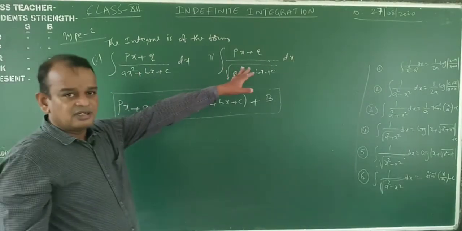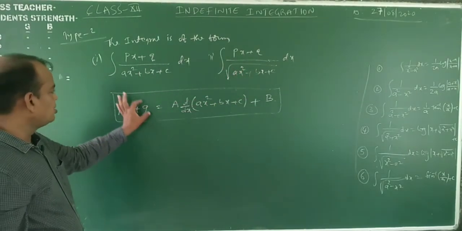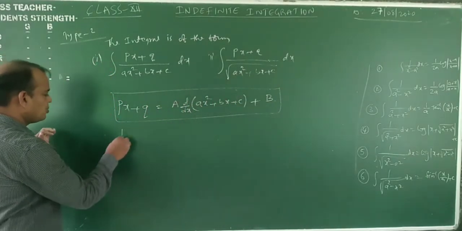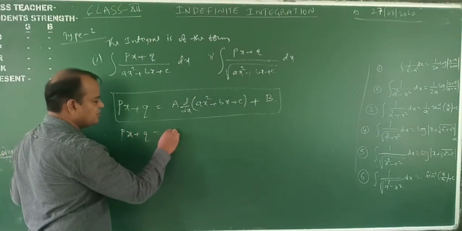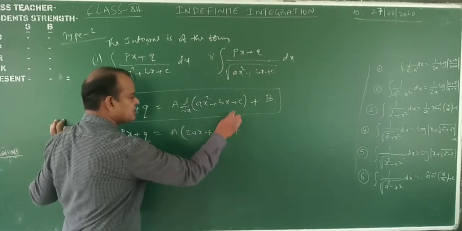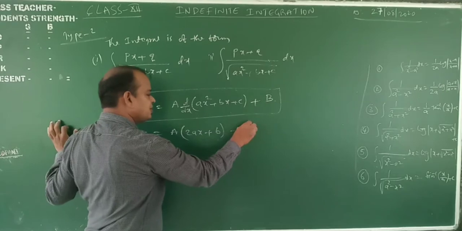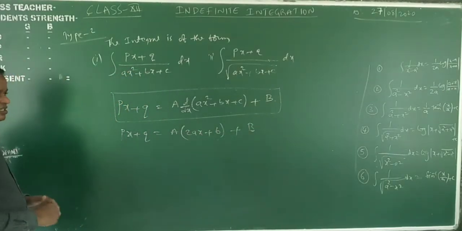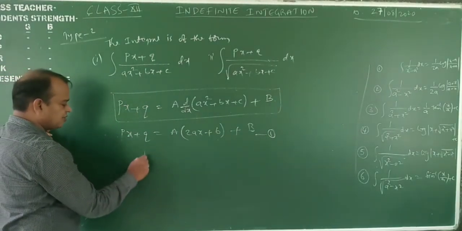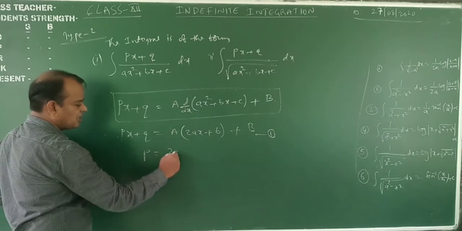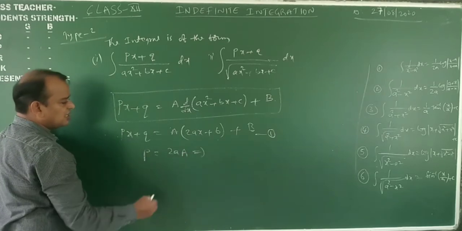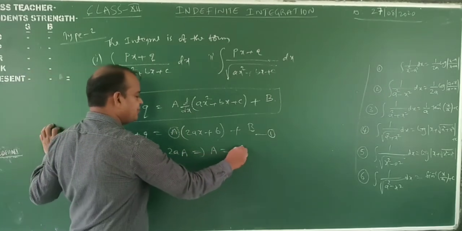Whenever this type is given, how to do this one? Write the formula: numerator is equal to A into the derivative of ax square plus bx plus c, plus B. px plus q is equal to A into 2ax plus b, plus 0 for the derivative of c, plus B. This is equation number 1. Comparing the x coefficients, p is equal to 2a capital A. From this, capital A is equal to p by 2a.